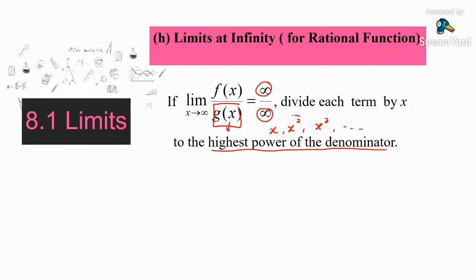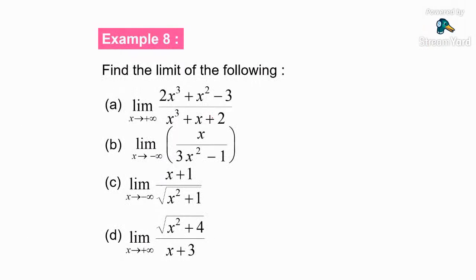So you need to check the highest power of your denominator. Let's say the highest power is x squared. What we are going to do is divide our numerator together with our denominator by x squared. For example, let us try to do A first. This is the limit as x approaches positive infinity of (2x cubed plus x squared minus 3) over (x cubed plus x plus 2).